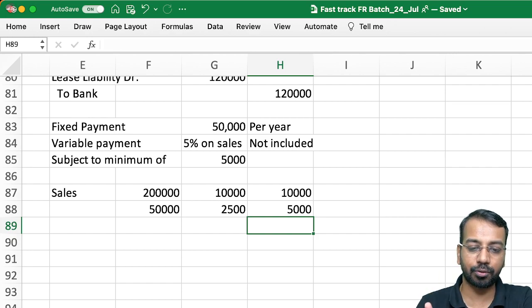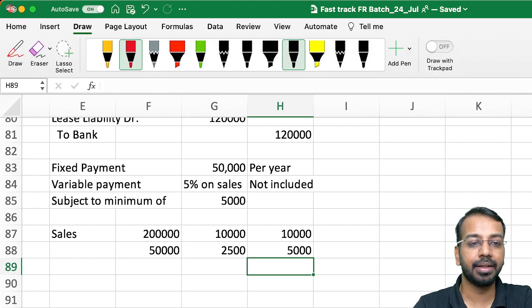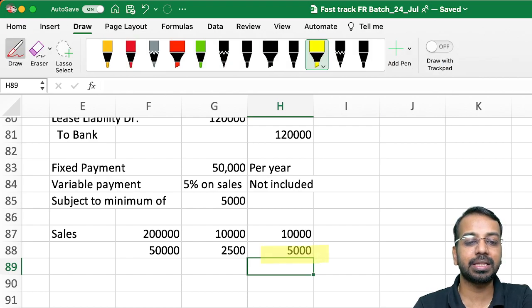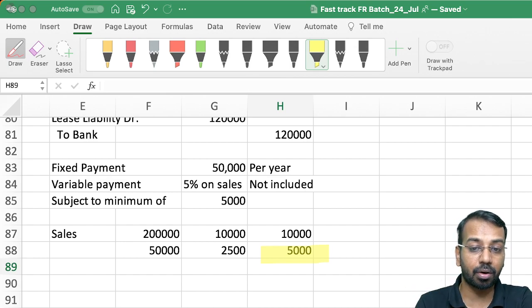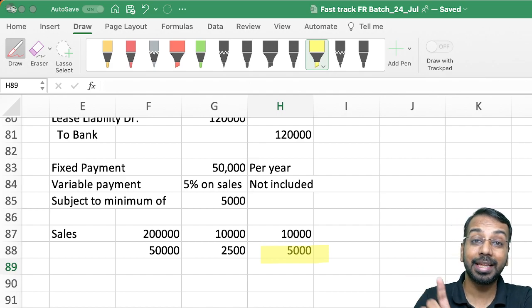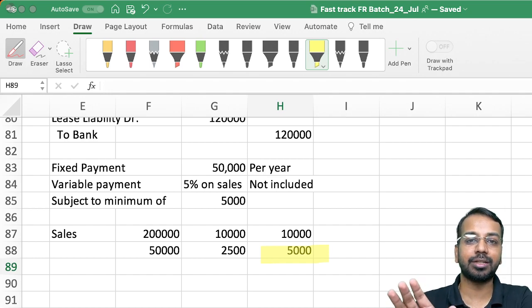So the standard rule is that variable payment is not included. But something like this, a fixed commitment where you have to mandatorily pay this 5,000, that is called in-substance fixed payment, and in-substance fixed payments are included in the lease payments. If it is only variable, that is not included.